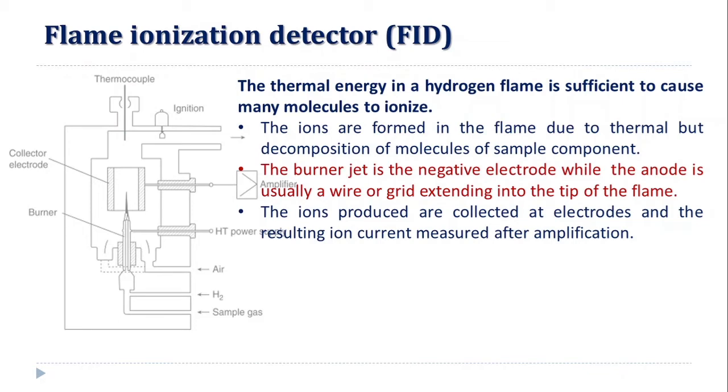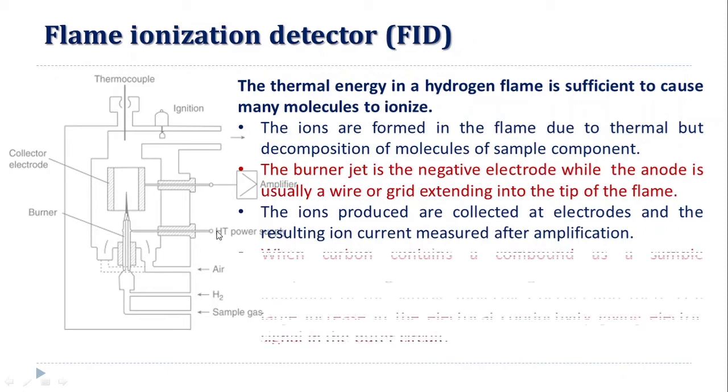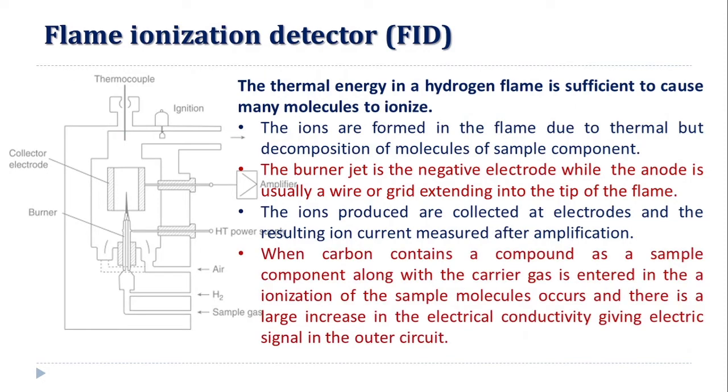These ions are produced and collected at the electrode, resulting in the current measured after amplification. When the carbon-containing compounds, as the sample components, enter along with the carrier gas, ionization of the sample molecules occurs, and there is a large increase in electrical conductivity, giving the electrical signal in the outer circuit.